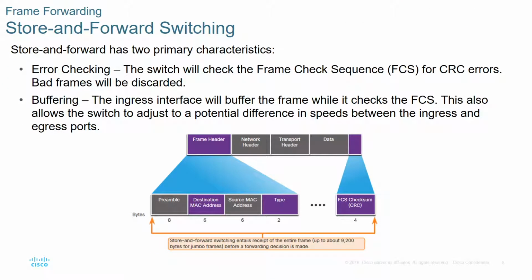Store and forward switching. Store and forward switching has two primary characteristics. Error checking. The switch will check the frame check sequence, FCS, for CRC errors, cyclic redundancy check errors. Bad frames will be discarded. Buffering. The ingress interface will buffer the frame while it checks the FCS. This also allows the switch to adjust to a potential difference in speeds between the ingress and egress ports.